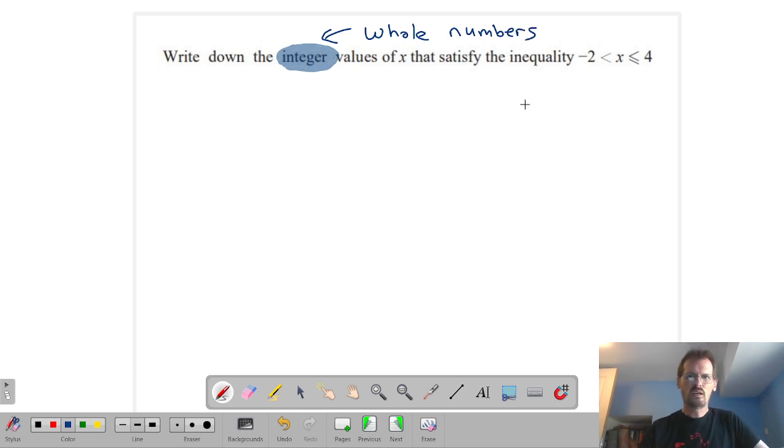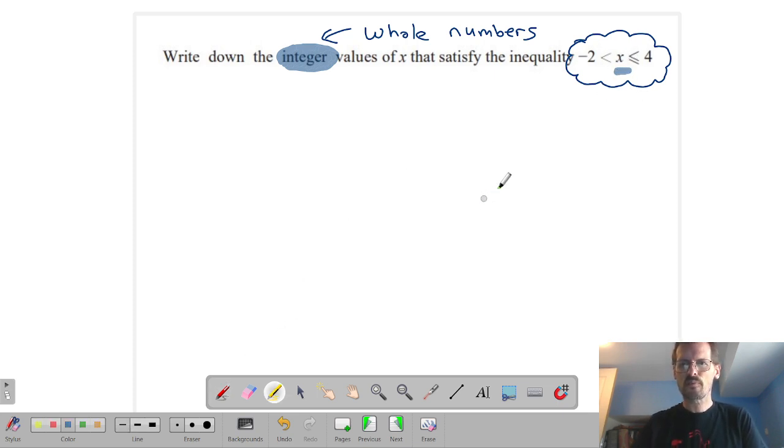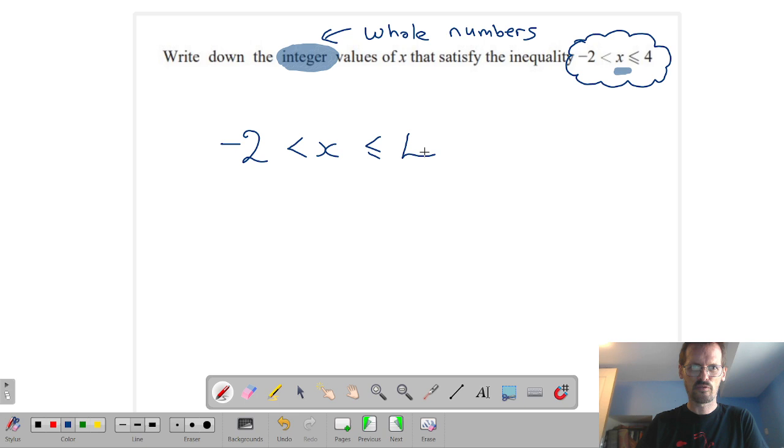So we have this inequality. We have to write down the whole numbers that x could be, which make this true. So if we just read the inequality, I'll write it down again. Negative 2 is less than x, that's less than or equal to 4. So x has to be between minus 2 and 4, but it can be equal to 4, but not equal to minus 2.